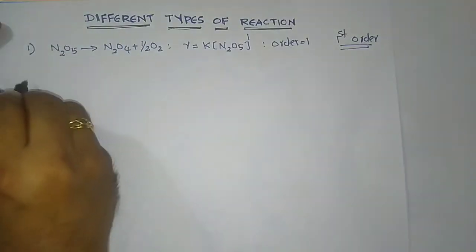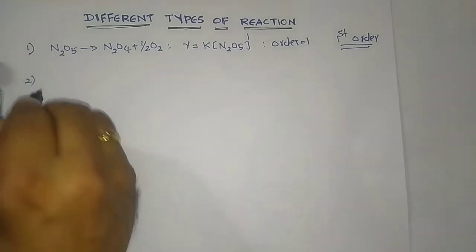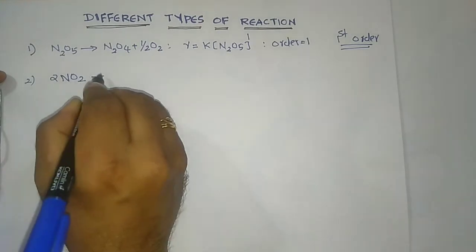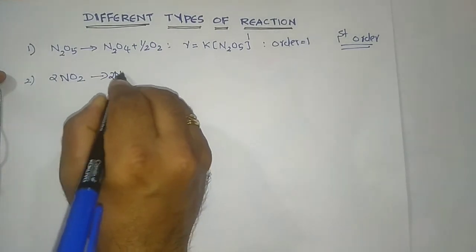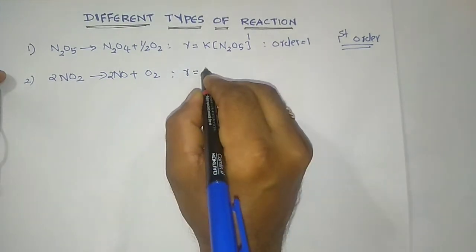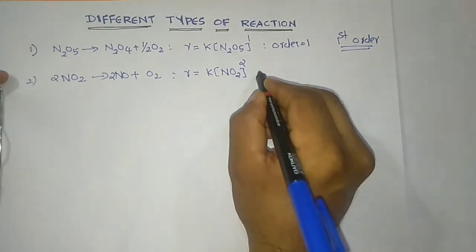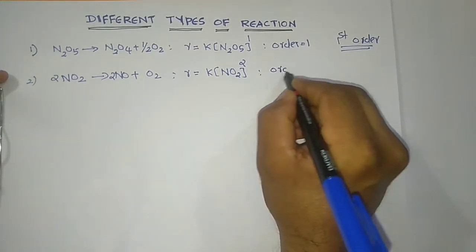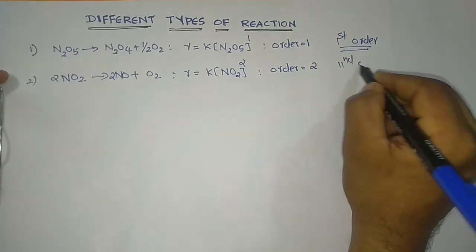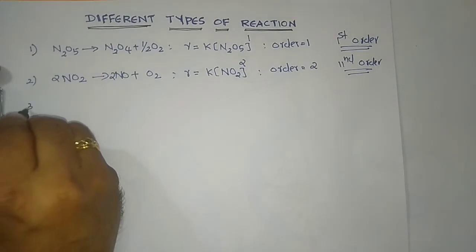Second, we consider the decomposition of nitrogen dioxide: 2NO2 gives 2NO plus O2. Here R is equal to K into the concentration of NO2 raised to 2, in accordance with the rate law expression. Then the power, that means the order, is equal to 2. So this is an example of a second order reaction.